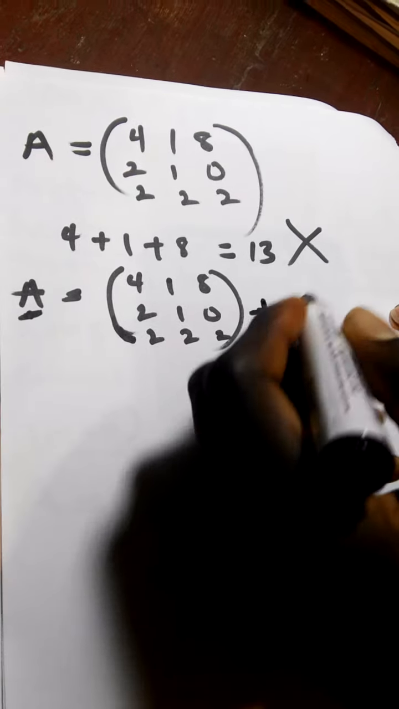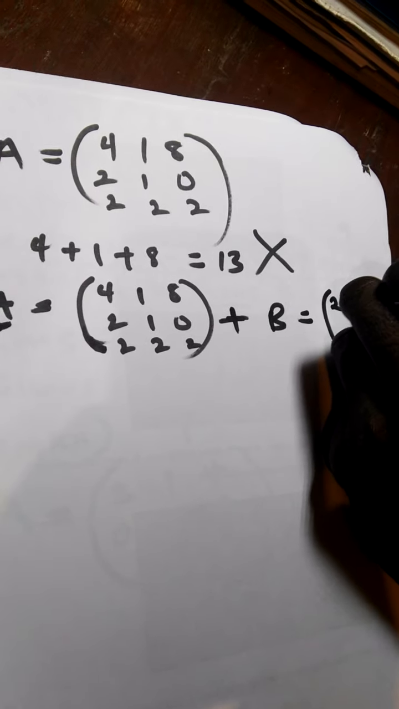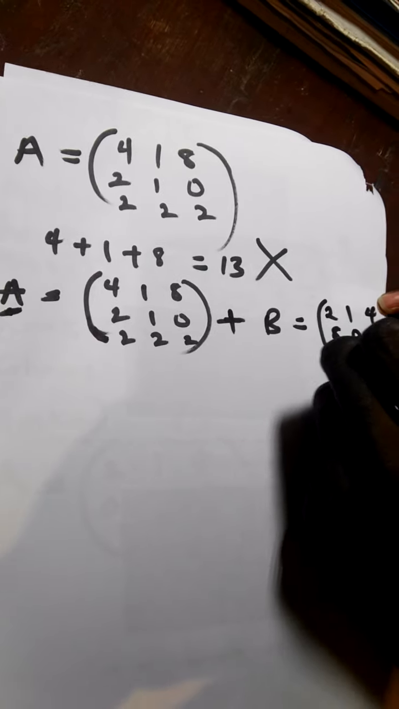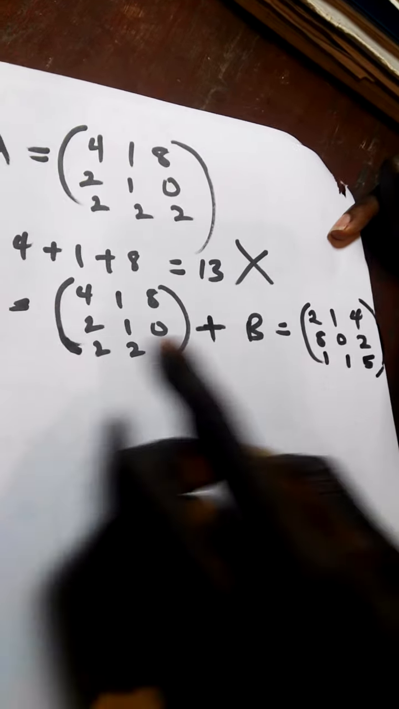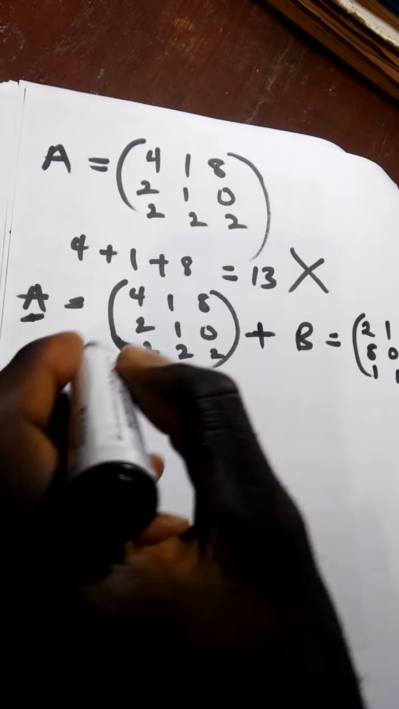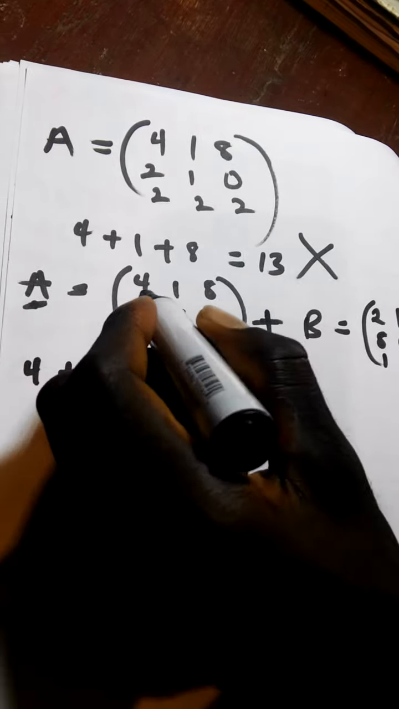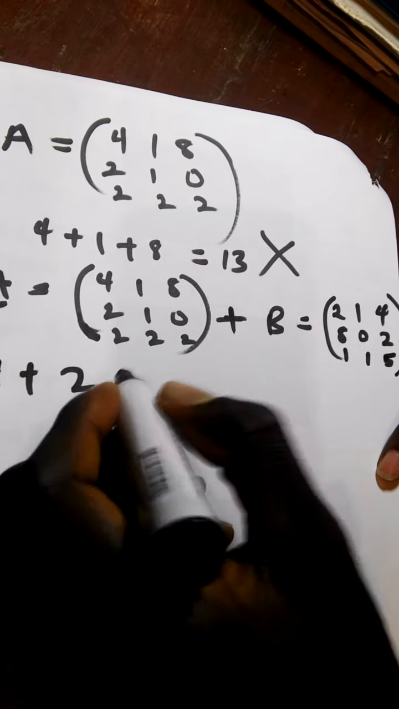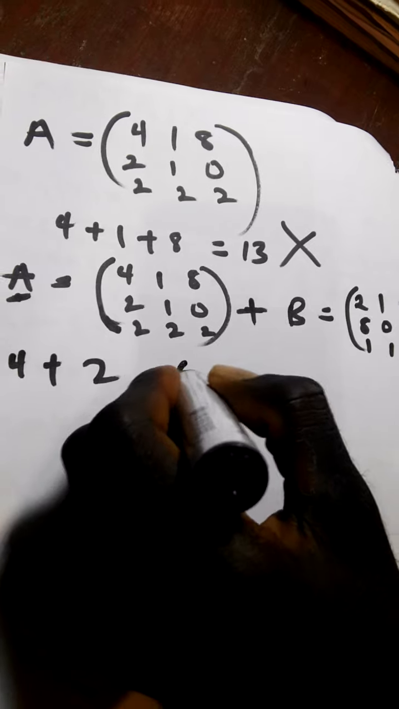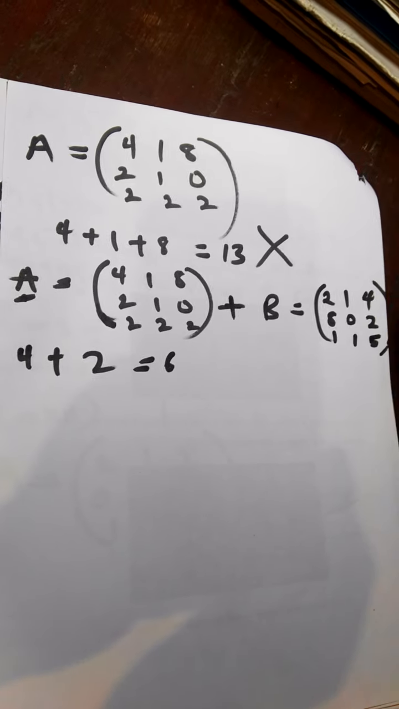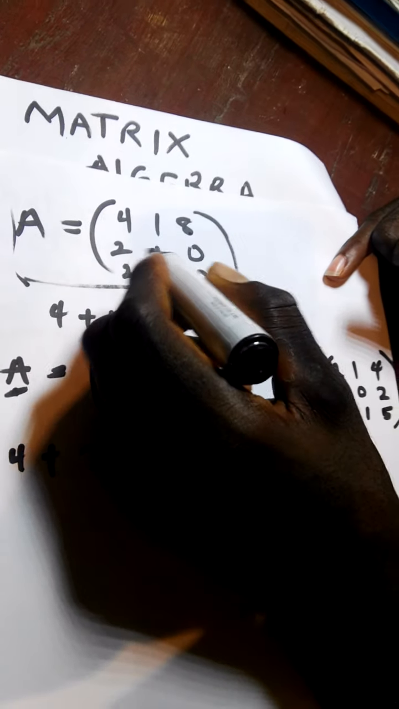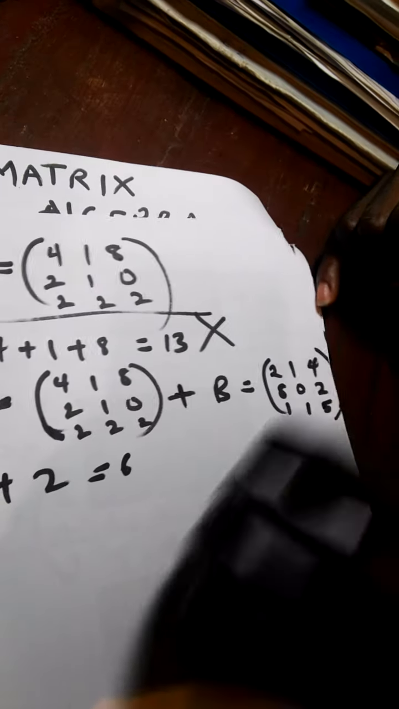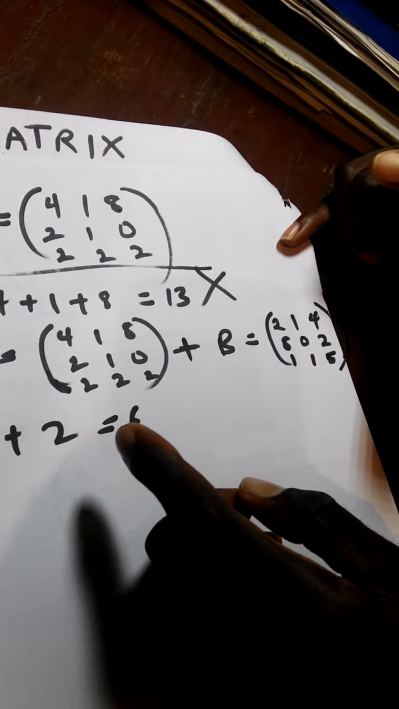Now, back to what I was saying. A plus B equals another matrix, something like 2, 1, 4, 8, 0, 2, 1, 1, 5. A matrix can be added when you have A and B. You can add it up by saying 4 from A plus 2 from B, which is 6. That is correct. A single matrix like this one, you can't add it up like saying 4 plus 8, 2 plus 1 plus 0. No. You can only add matrices when the two matrices are of the same order.